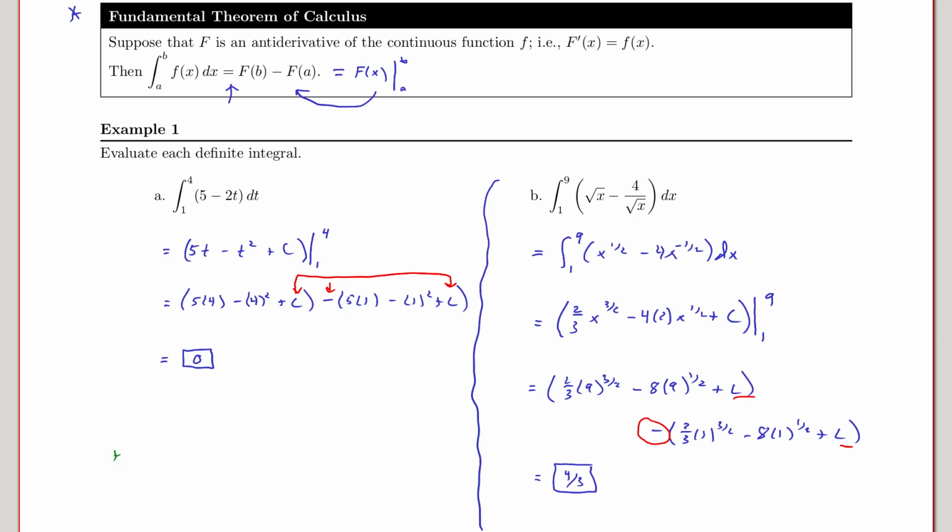So one thing to note here is that definite integrals give a numerical answer. Okay, we're not getting functions. The indefinite integral gives a family of functions.